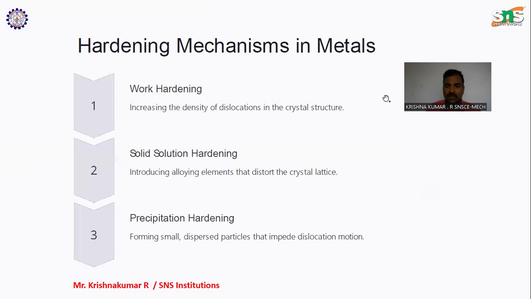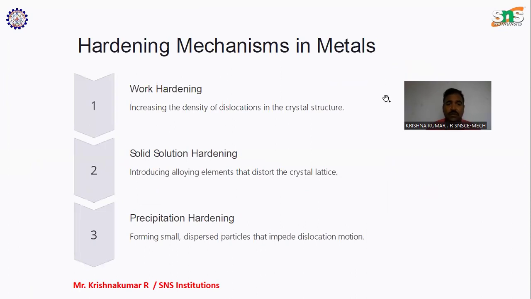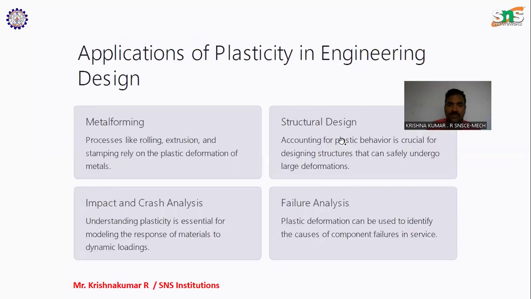Hardening mechanisms in metals. Work hardening. Increasing the density of dislocations in the crystal structure. Solid solution hardening. Introducing alloying elements that distort the crystal lattice. Precipitation hardening, forming small dispersed particles that impede dislocation motion.